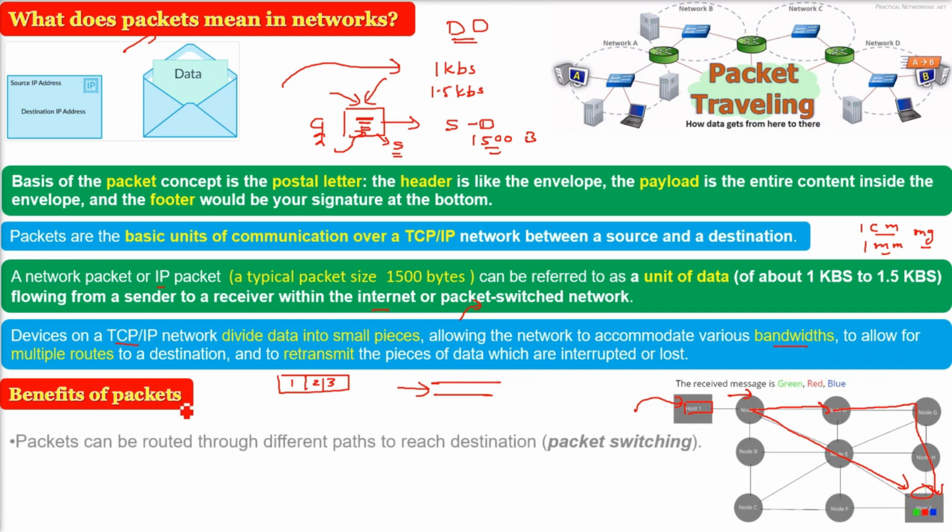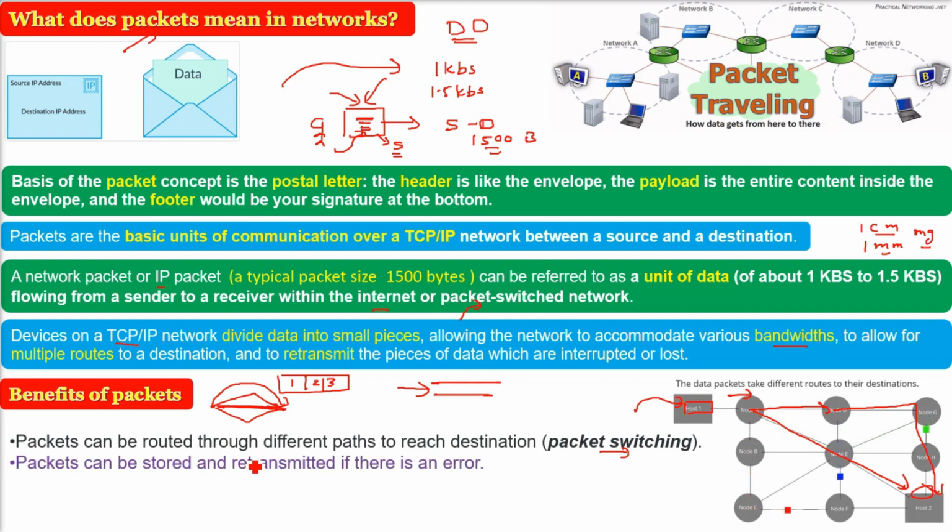One more thing, there may be a loss of packet, so it can be retransmitted. So there are certain benefits of packets. Packets can be routed through different paths, as I just told you. That is why it is called packet switching, because the packet is going from one place to another. It can take a different route, a different path, depending upon the congestion of the network and the available bandwidth of the network. So there are so many things involved. That is how the packet can be routed, and this kind of network is called packet switching.